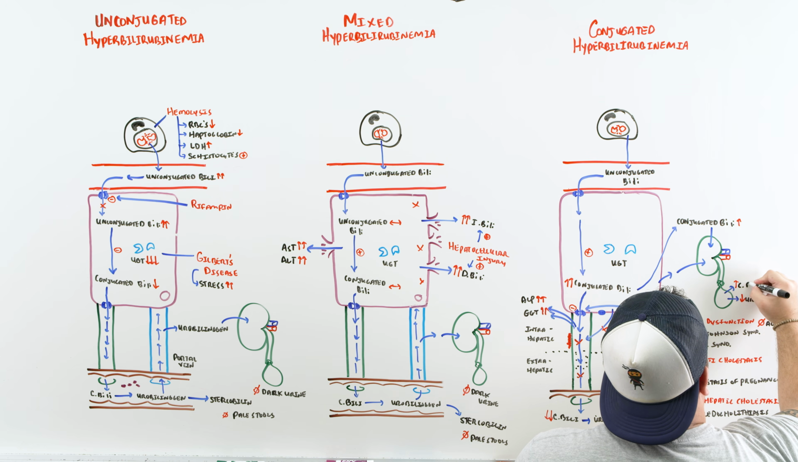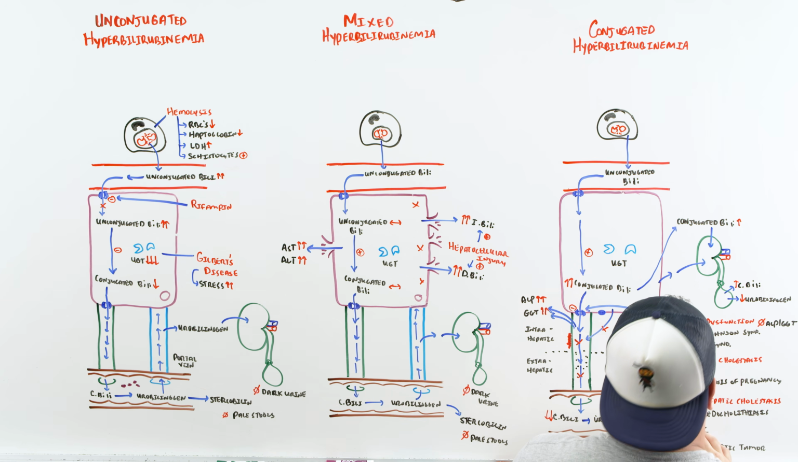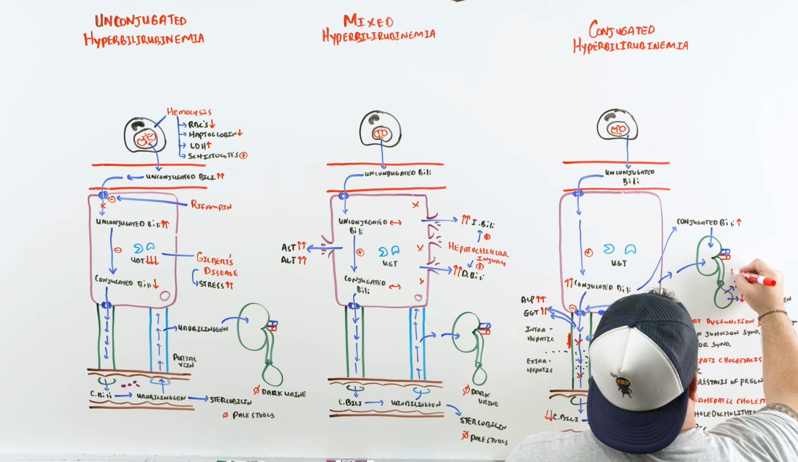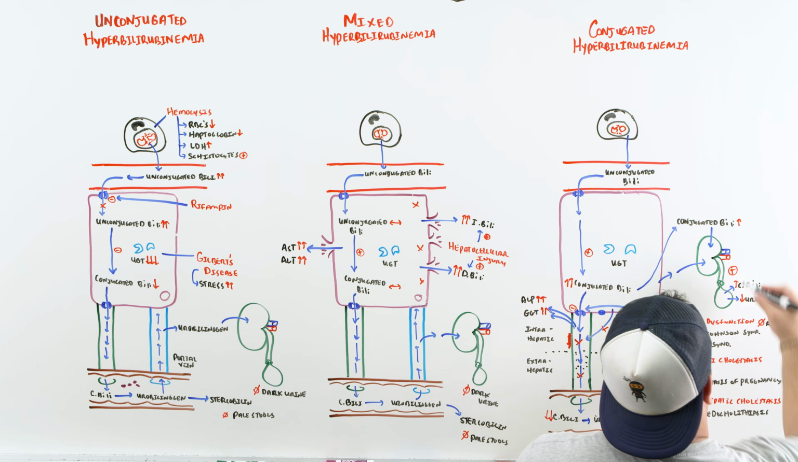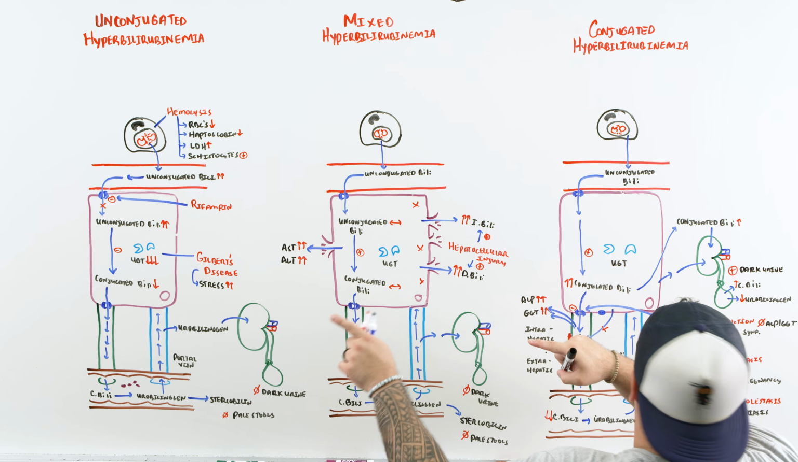So now if you have an increase in conjugated bili and a decrease in urobilinogen, guess what's going to happen to their urine? They will have a very dark appearing urine. This is the one that you will see this in. You won't see this really dark urine in the other ones.